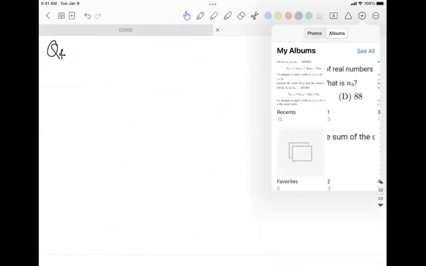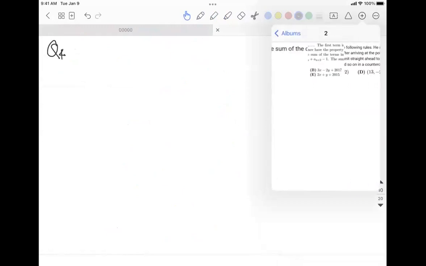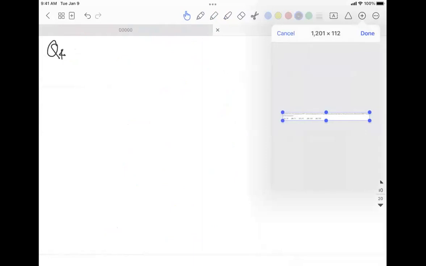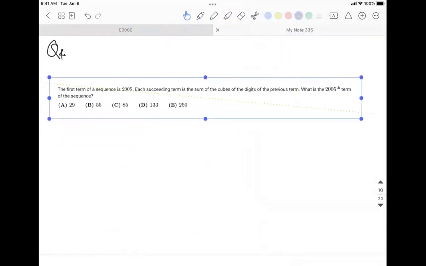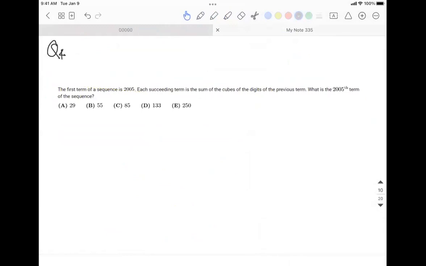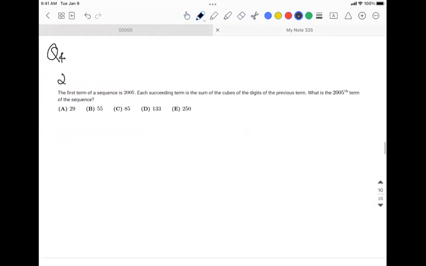This time we're going to go to number 2. There you go. Let's go for an American problem. This is also an easy problem from 2005, AMC 10B, question number 11.